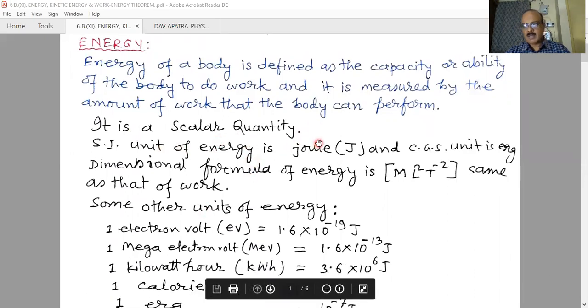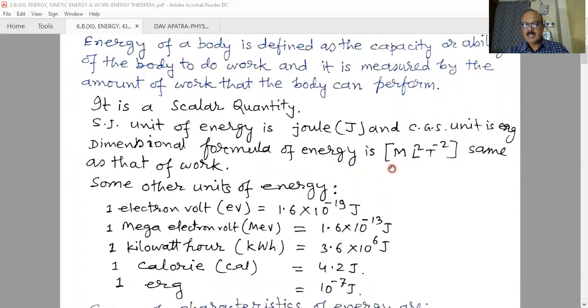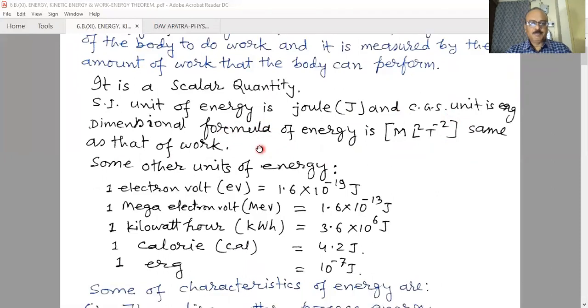Let us know some basic facts about energy. The SI unit of energy is the joule, the same as the unit of work. The CGS unit is the erg. The dimensional formula of energy is ML^2T^-2, same as that of work. So energy and work both have the same unit and the same dimensional formula. Practically, energy is always measured by the work done.